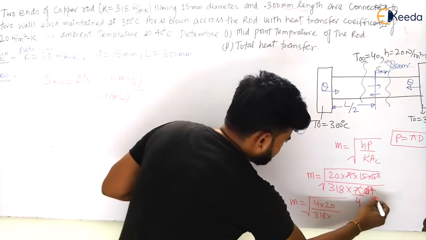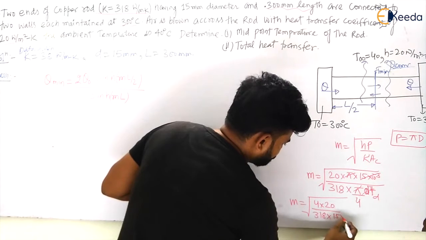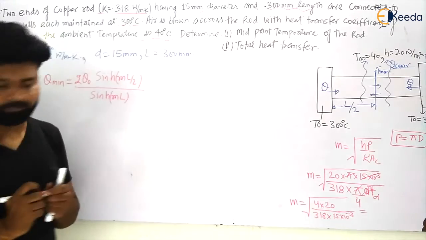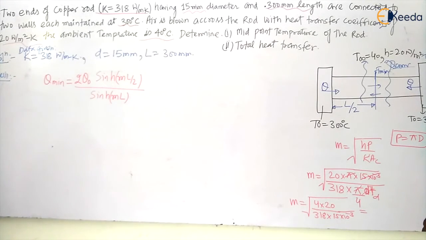So d is how much? D is 15 into 10 to the power minus 3. So let us have the value of m. So let us calculate the value of m, my dear students. The value of m will become equal to 4 into 20, that will be 80, divided by 318 into 15 into 10 to the power minus 3, and this will become 4.09, my dear students.